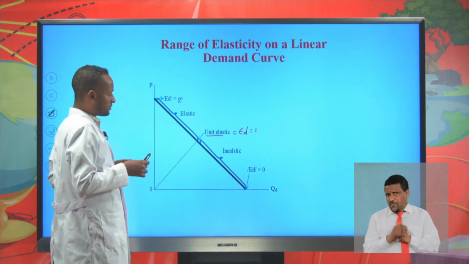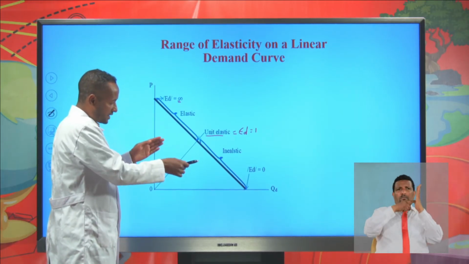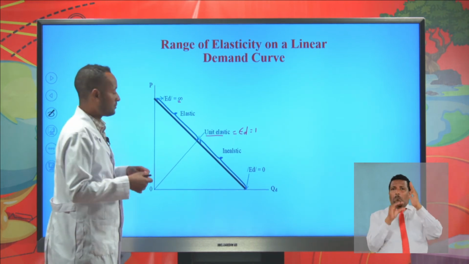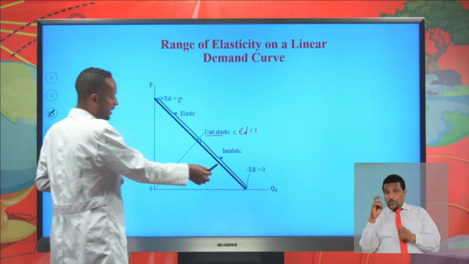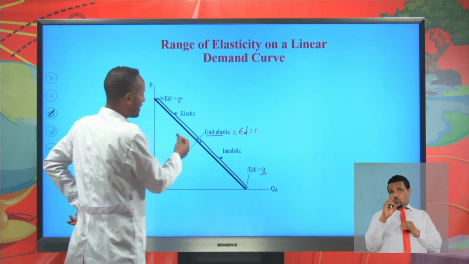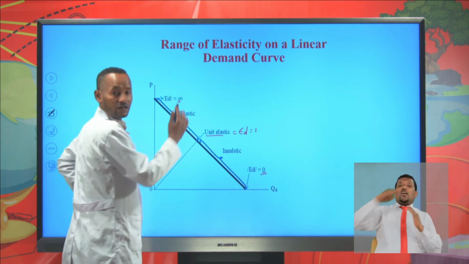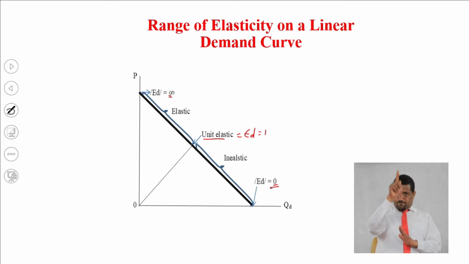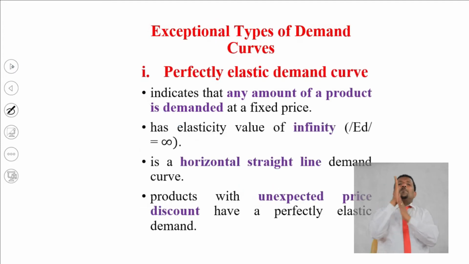As one moves from the midpoint towards the x-axis, elasticity tends to be lesser and lesser. Finally, at this point, the price elasticity of demand will be 0, and this linear demand curve becomes a vertical straight line demand curve with a price elasticity of demand value of 0. From this, let's see the exceptional types of demand curves called perfectly elastic and perfectly inelastic demand curves.